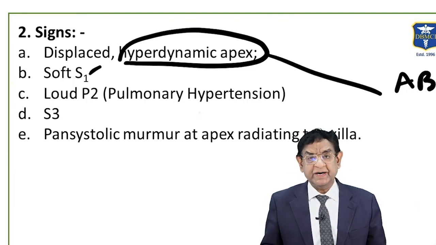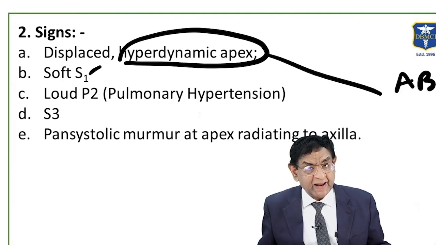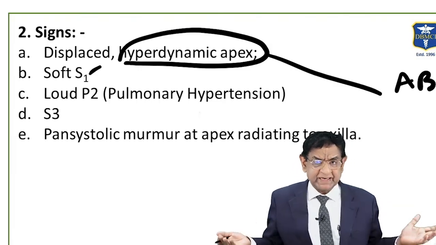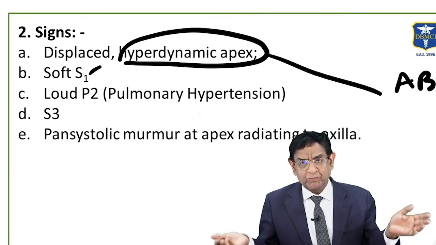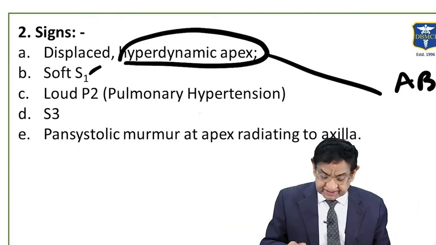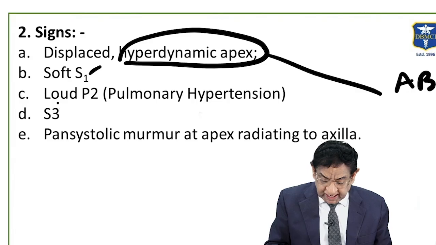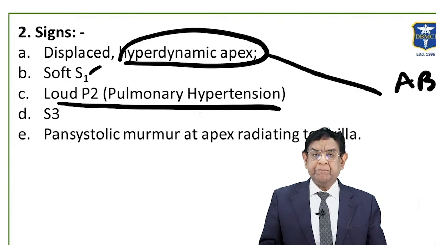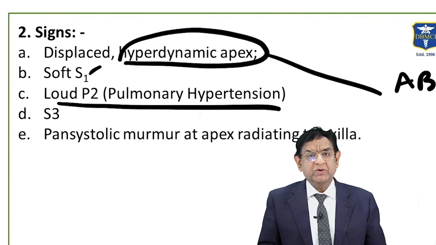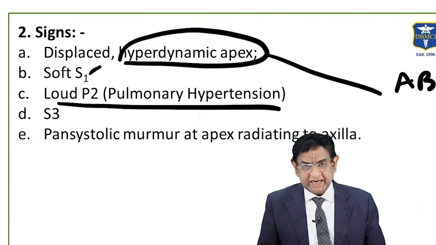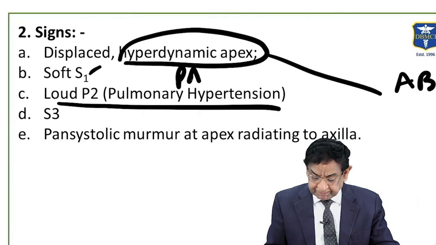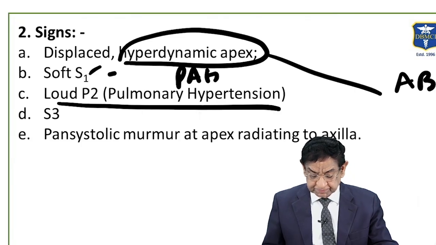Soft S1, why? These two valves are not closing properly, the gap is there. In mitral stenosis, S1 is loud; here it is the reverse, S1 is soft. Loud P2 indicates pulmonary arterial hypertension. The reason I told you why PAH occurs, which is a late feature, is because of all the back pressure, pulmonary arterial hypertension occurs, and that is the loud P2.